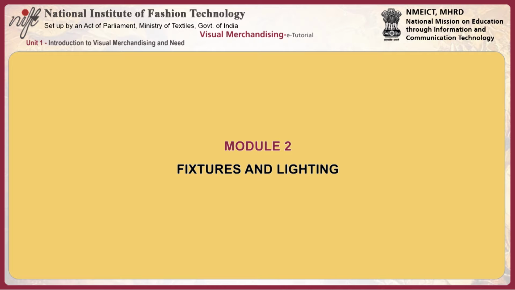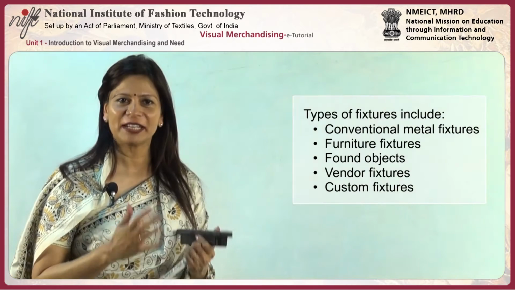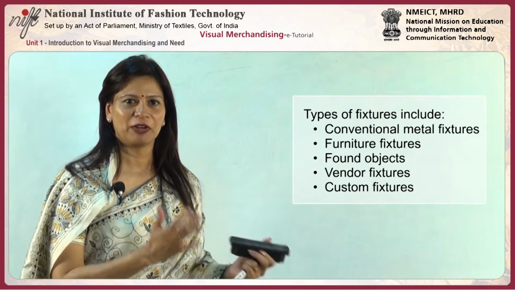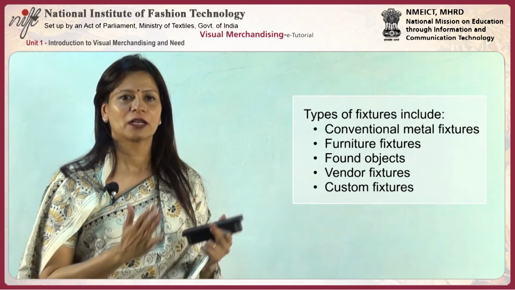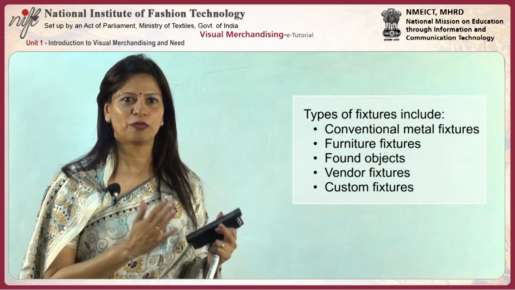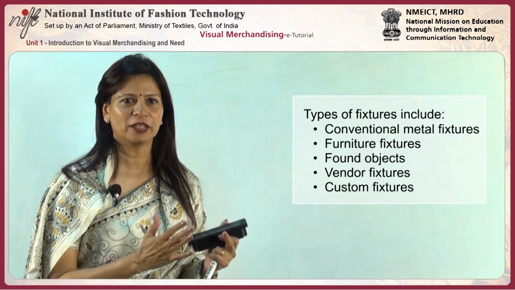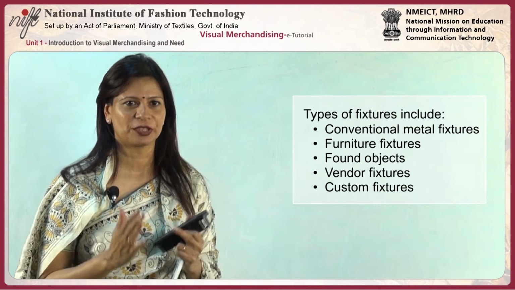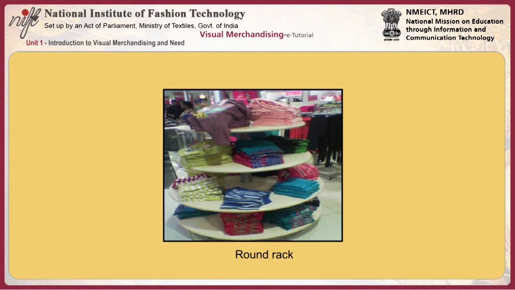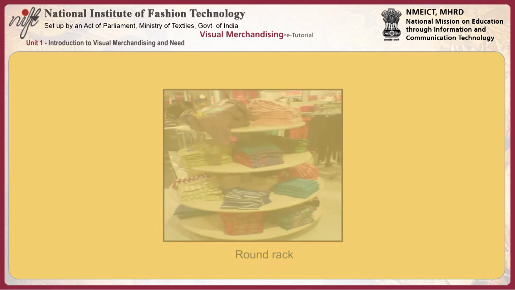Now we move on to fixtures and lighting. There are various types of fixtures: conventional metal fixtures, furniture fixtures, found objects, vendor fixtures and custom fixtures. So let's go to the first one, conventional metal fixtures. They are also of different types. The first type is a round rack. It is a capacity fixture, which means it can hold a large quantity.